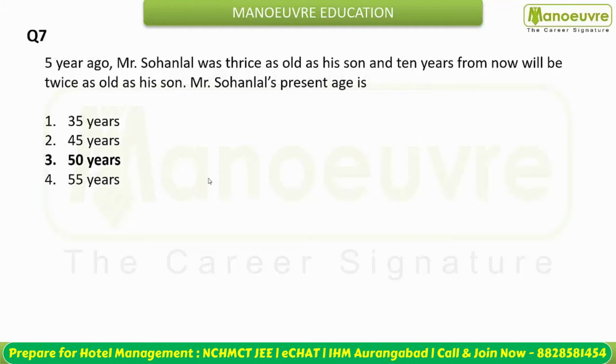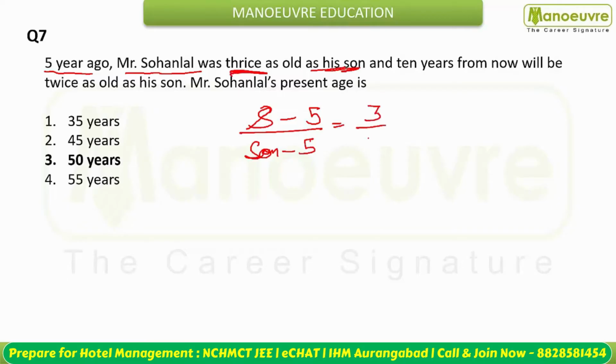Next question is from Aegis. You are given 5 years ago Mr. Sohanlal was thrice as old as his son. That is, if I talk about the present day, if Sohanlal's age is s, 5 years ago how much will it be? He is going to be 5 less. His son is going to be what? Okay, this is Sohanlal, and this is son. Son's age will be 5 less, and he was thrice his age. So it is going to be 3:1. We have a ratio of 3:1.